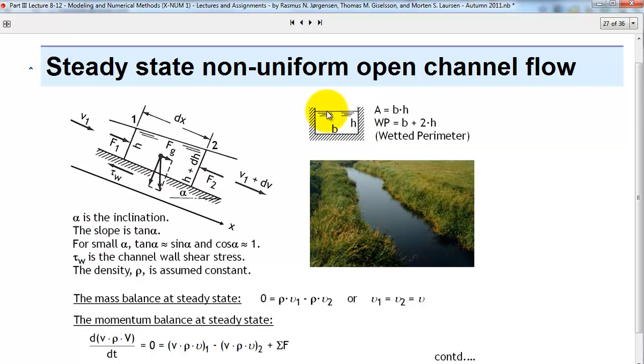And of course, if you want the area, it's just the height of the water multiplied with the width. And we need something which is called the wetted perimeter, and that's the length from here, where the water is touching the channel. You need that when we are going to calculate on friction.